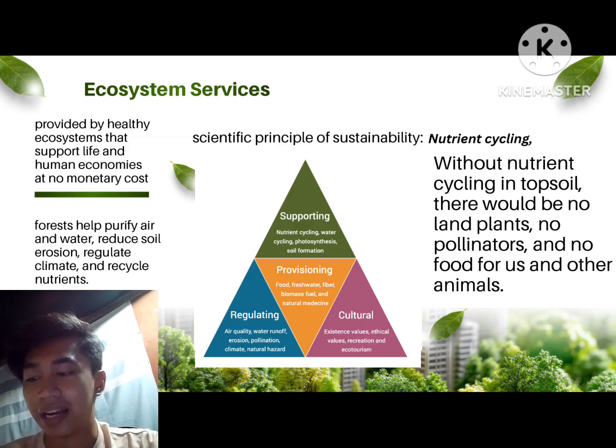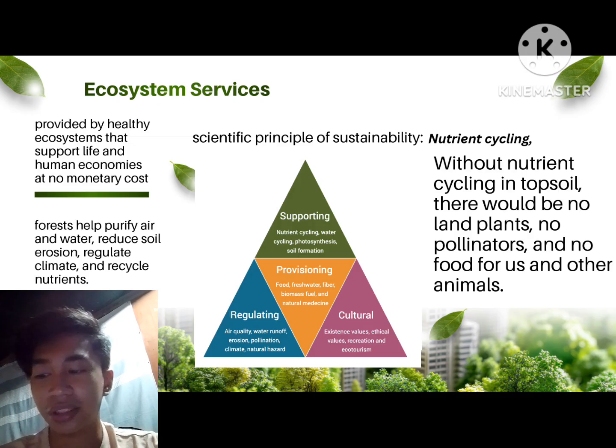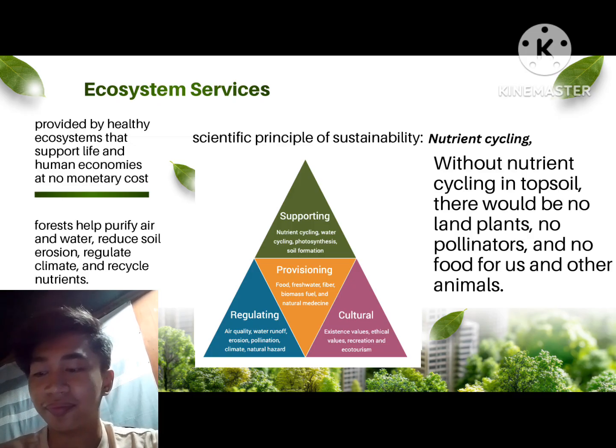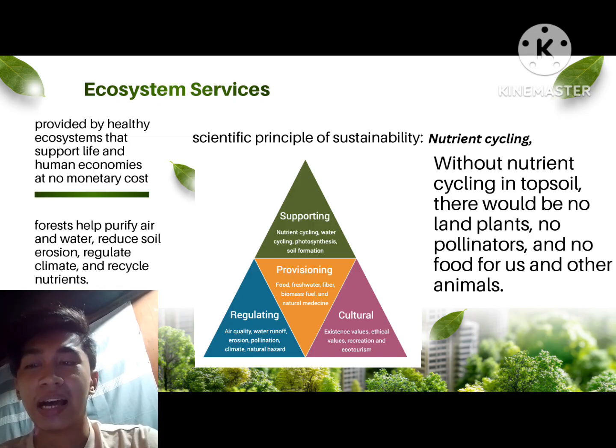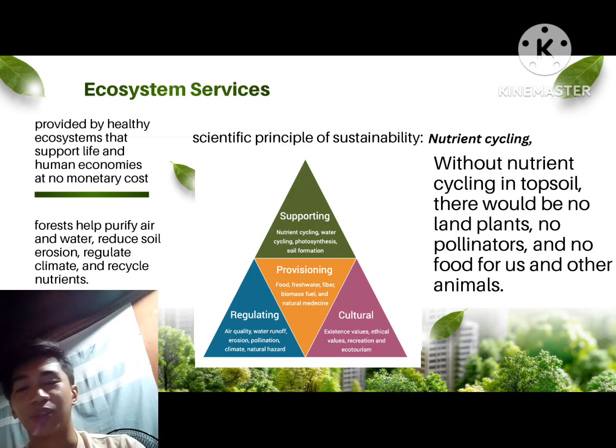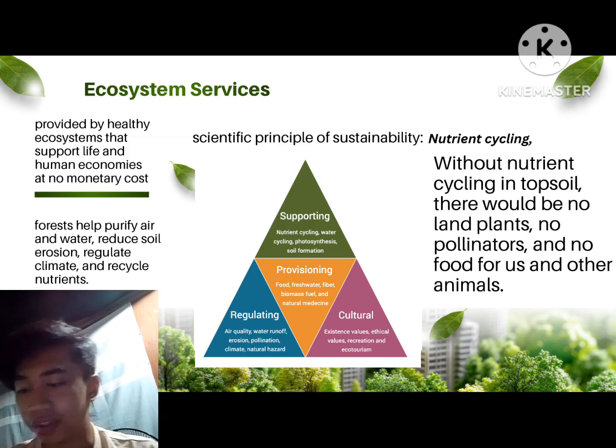Next is regulating, which is the controlling of air quality, water runoff, erosion, pollination, climate, or natural hazards. So let's proceed. Cultural is the keeping of values, ethical values, recreation, and ecotourism. An example is what we did in school, like a brigada. Last is supporting, which is the supporting of nutrient recycling, water cycling, or photosynthesis.